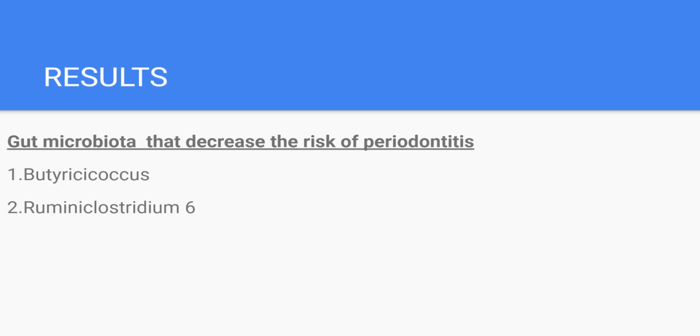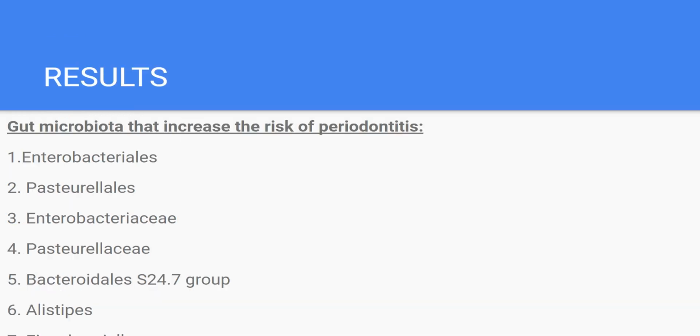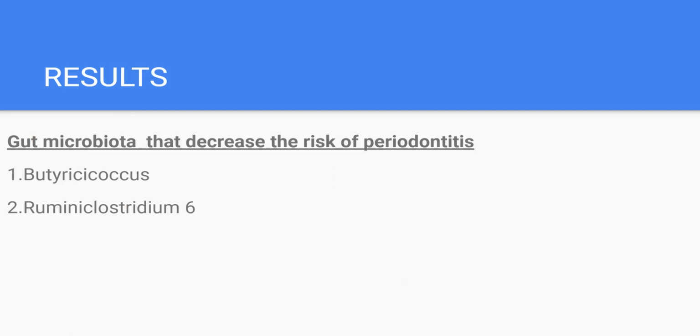Okay, the other two, as I told you, are on the negative side and have a decreasing risk of periodontitis. These are Butyricicoccus and Ruminiclostridium 6, and they have an odds ratio of less than 1, as you can see here. Like Butyricicoccus has less than 1, 0.82, and Ruminiclostridium is also less than 1, with a 0.86 odds ratio.